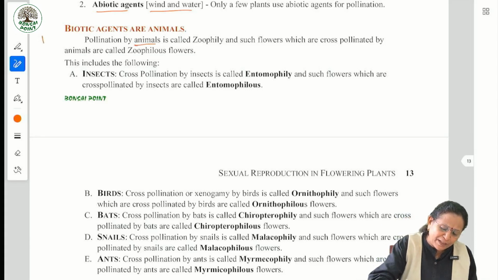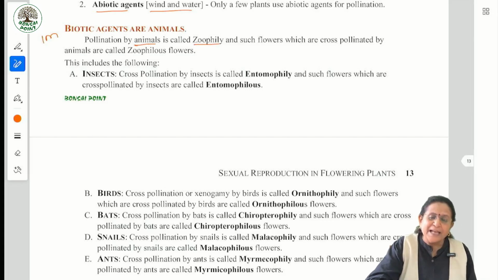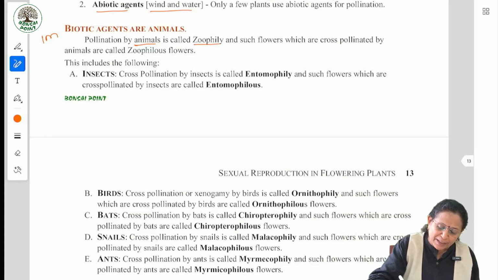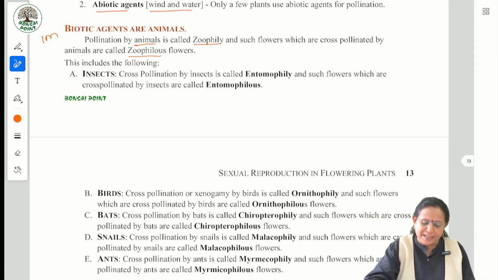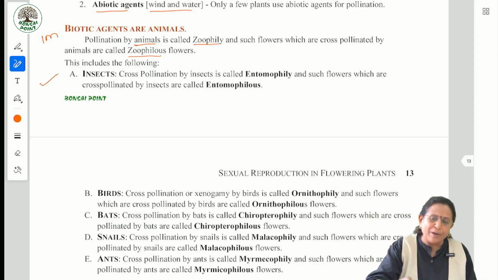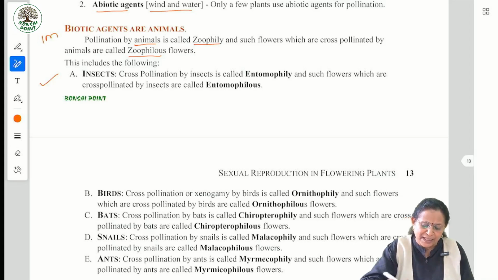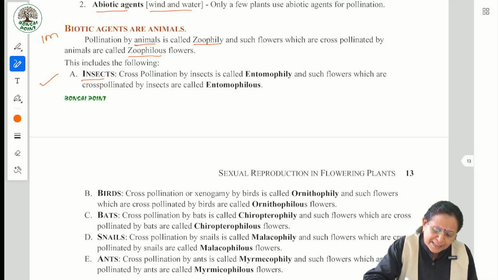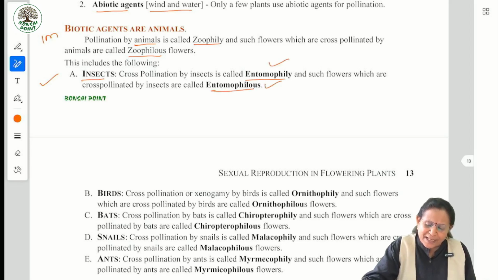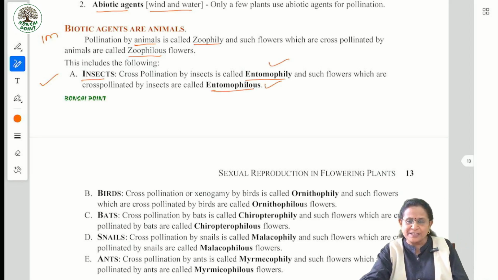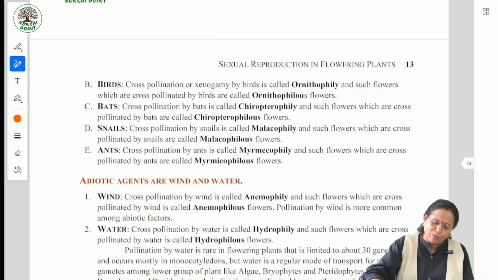Yes, these are all very important questions. Pollination by animals is called zoophily. Such flowers which are cross-pollinated by animals are said to be zoophilous. And yes, this is also a 1 mark, 2 mark or even 5 marks question. This includes insects. Cross-pollination by insects is said to be entomophily. Such flowers which are cross-pollinated by insects are said to be entomophilous.